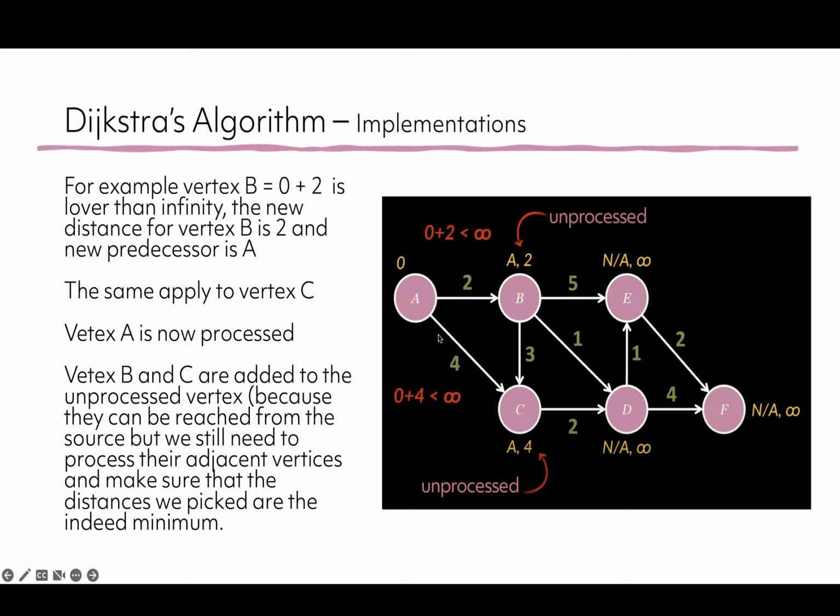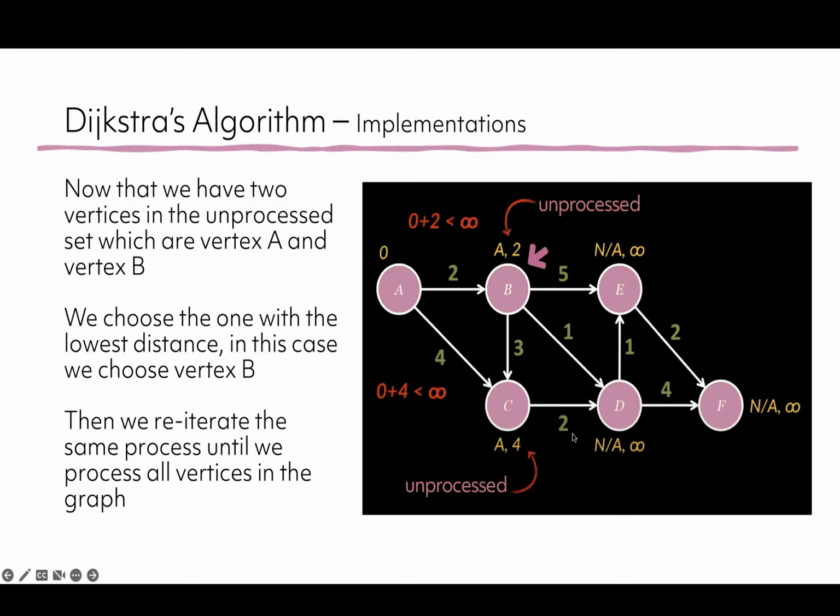Vertex A is now processed. Vertices B and C are added to the unprocessed set, because they can be reached from the source, but we still need to process their adjacent vertices and make sure that the distances we pick are the minimum.